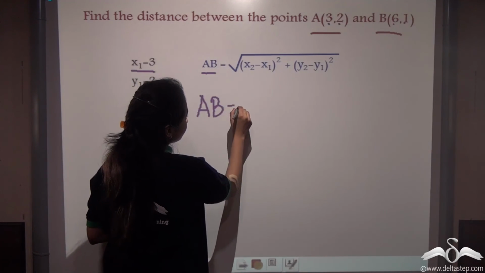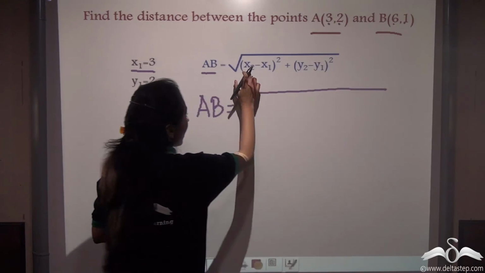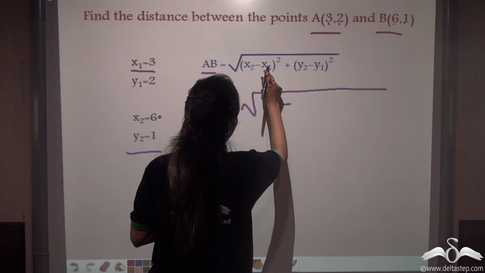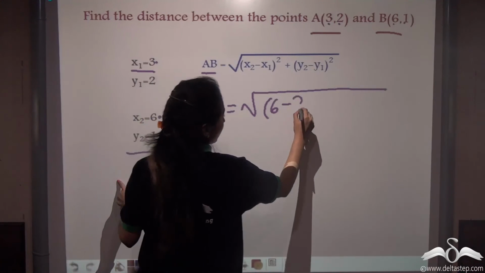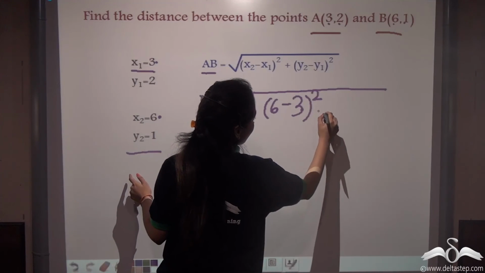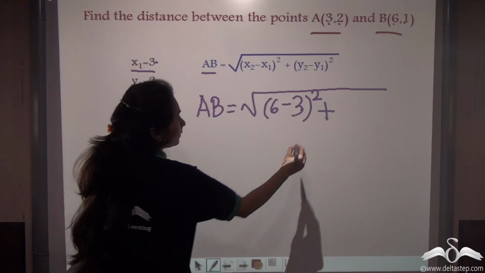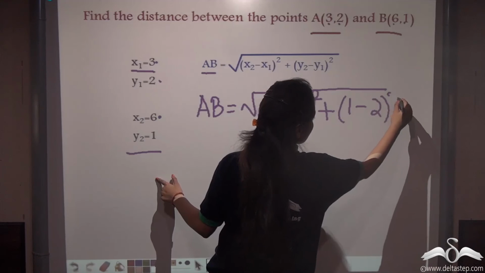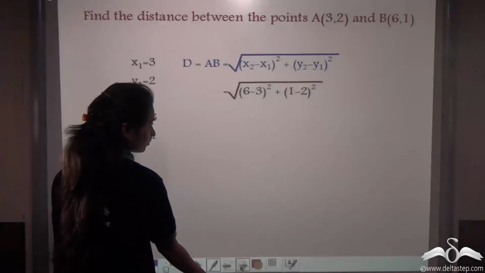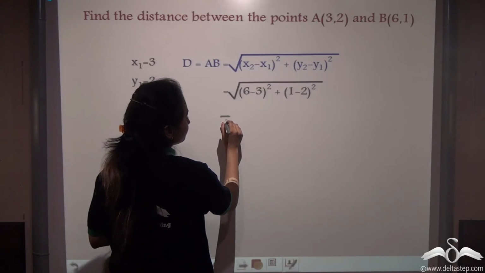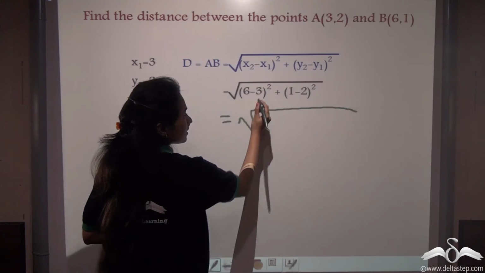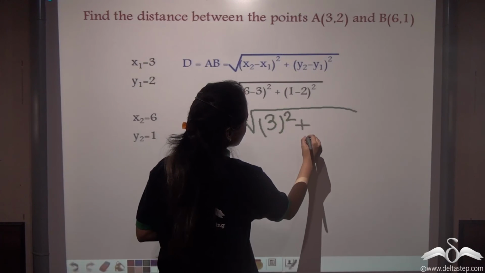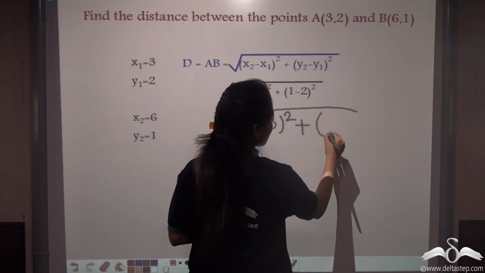Well, AB will be root over (x2, that is 6, minus x1, that is 3) whole square, plus (y2, that is 1, minus y1, that is 2) whole square. Now let's solve this further. 6 minus 3 will give us 3, plus 1 minus 2 will give us minus 1, so minus 1 square.